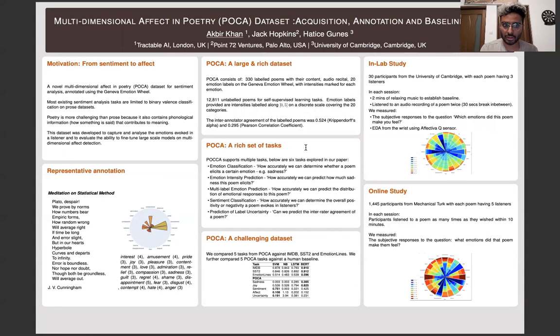So how did we do this? Well, we decided to take the Geneva Emotional Wheel, which is an established annotation tool based on the circumplex theory of affect, and use this to annotate a set of poems, an example of which is presented below. Here we have the poem Meditation on Statistical Method, and on the right we have the annotations which we get. Immediately you can see that there are 20 labels collected per poem, and each label has an intensity from 0 to 5, giving you over a potential 100 data points on an individual poem. This is highly informative and a very rich annotation per poem.